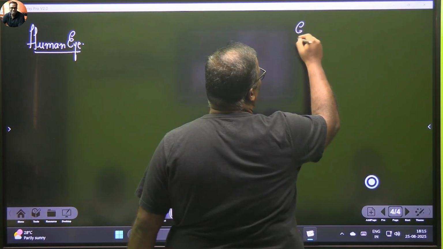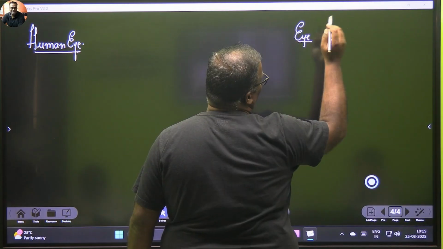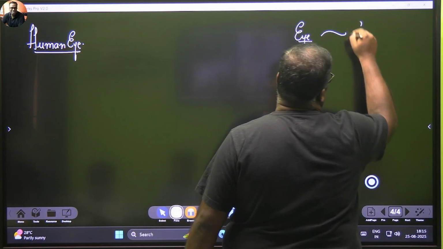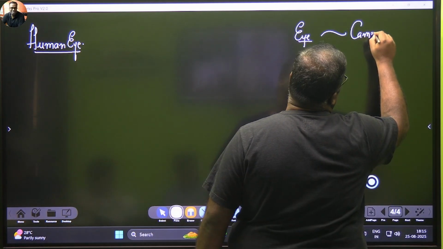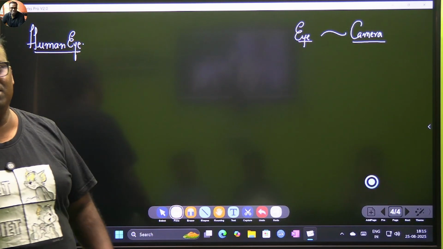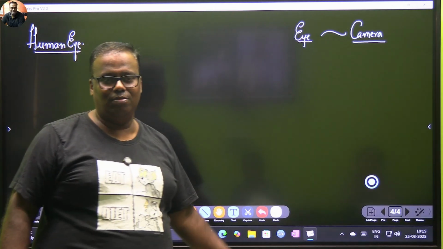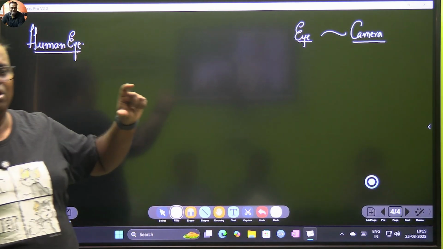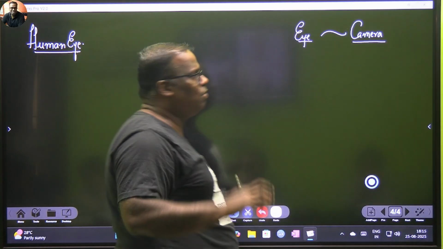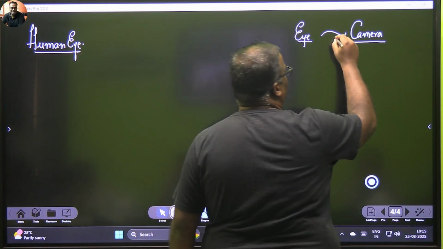So the human eye is a wonderful creation of nature. It is very analogous to the camera. Now the camera means not the DSLRs and all. They have the film roll. Have you seen a film roll? We used to have cameras with a film roll inside. So let's see some basic comparison between a camera and this.